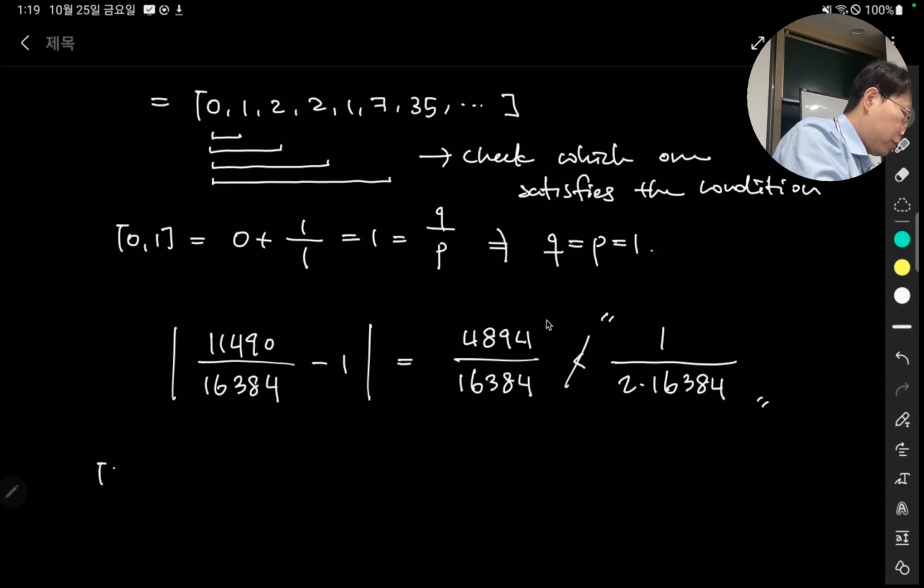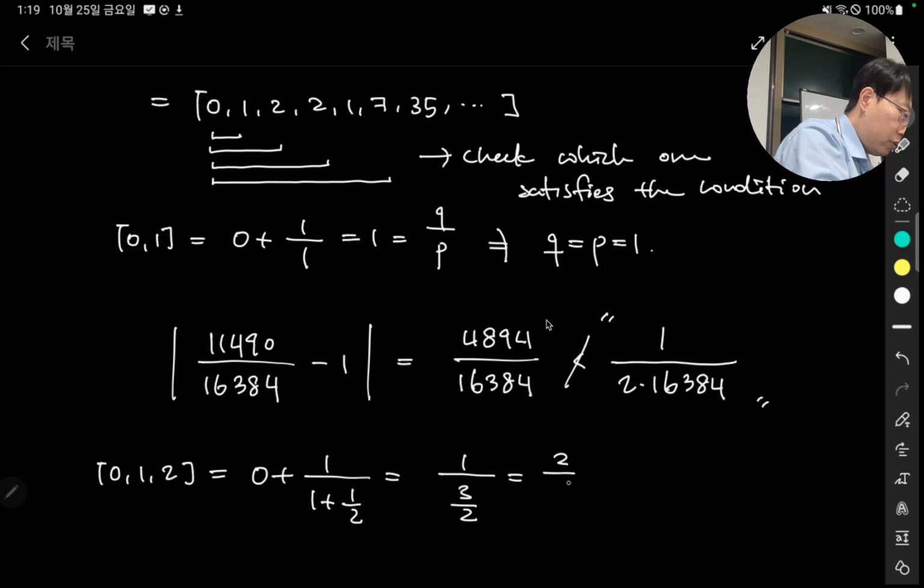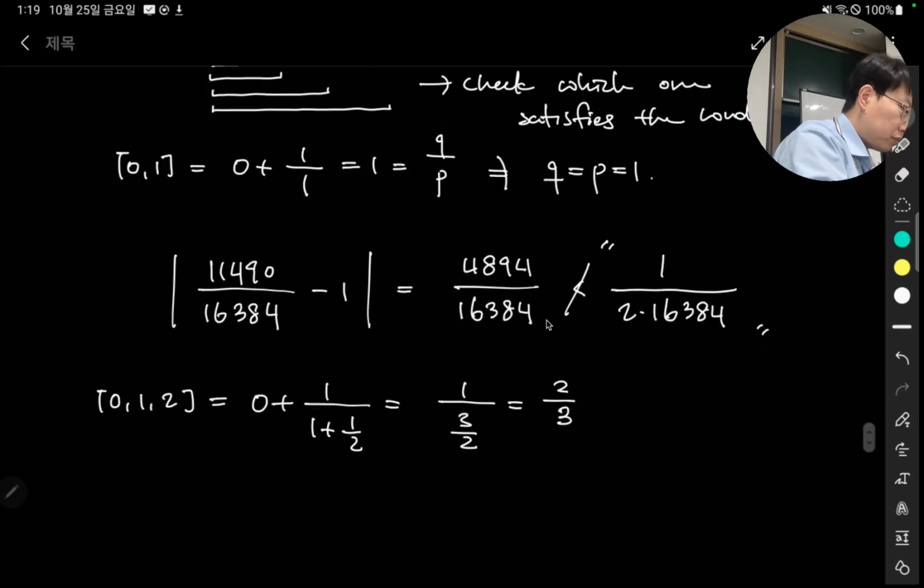So how about we use 0, 1, 2 instead? So 0, 1, 2. So I get 1 over 3 over 2. So it's 2 over 3. Yes, 3 over 3. So you can check again whether the errors are less than this number, but that's not less than this anymore. So I keep doing it.